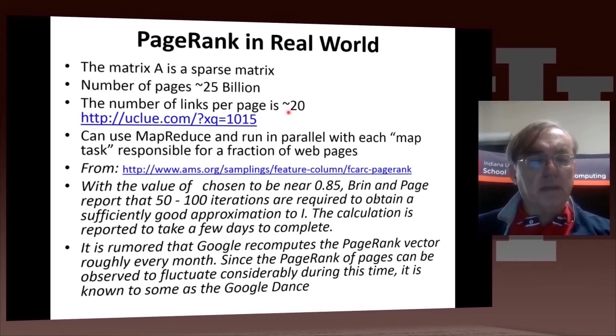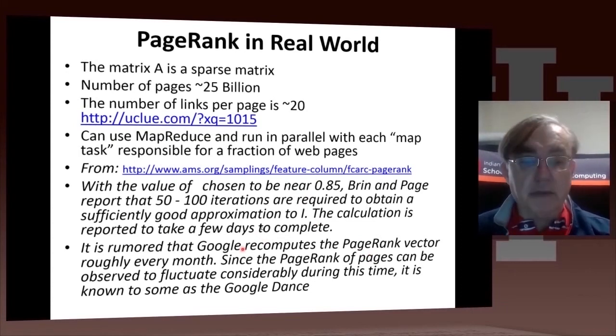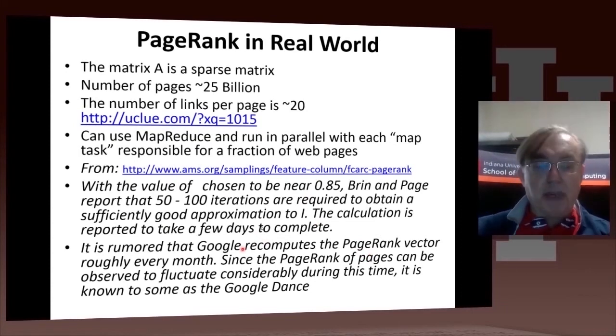So it's not so clear how many iterations you really need. And this points out that in some publication, Brin and Page, the students at Stanford who invented all this and founded Google, with the 0.85 value for the damping factor, had 50 to 100 iterations to calculate the page rank. The point it says here, I have no idea whether this is true, is that Google recomputes the page rank every month.